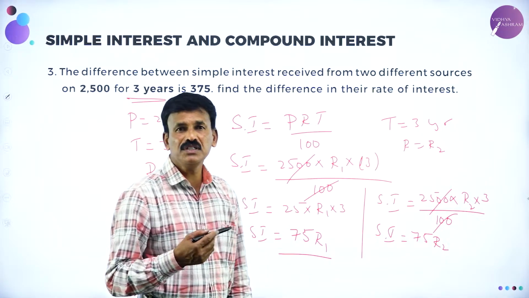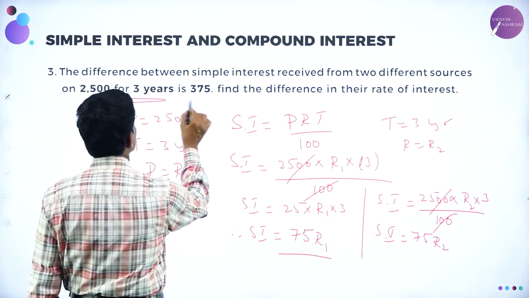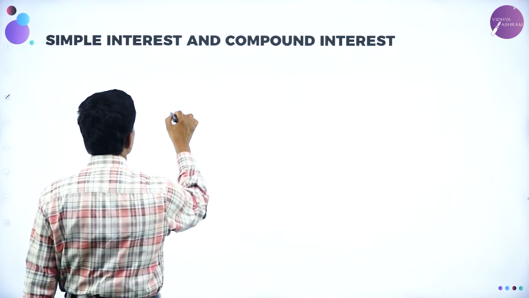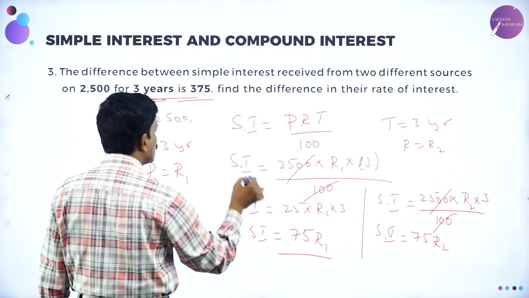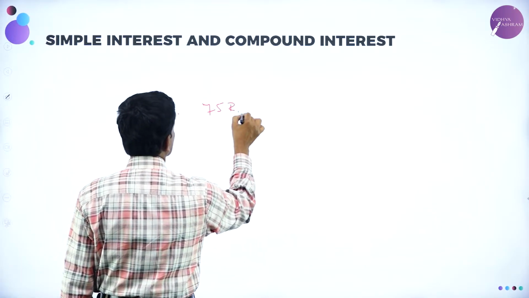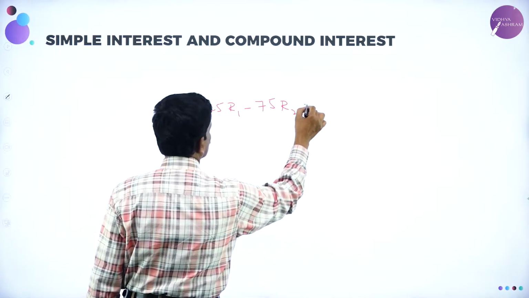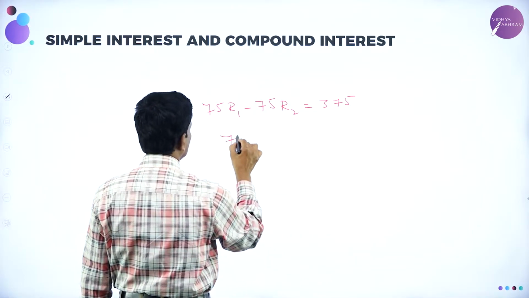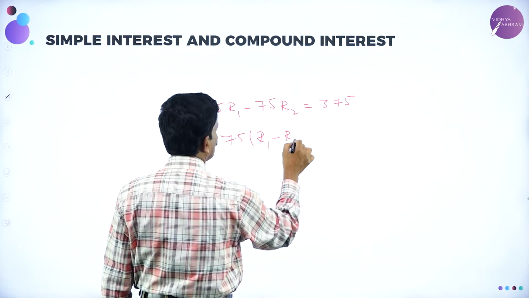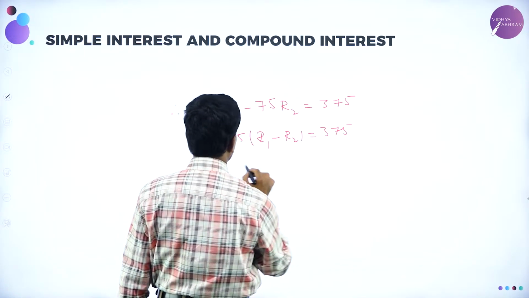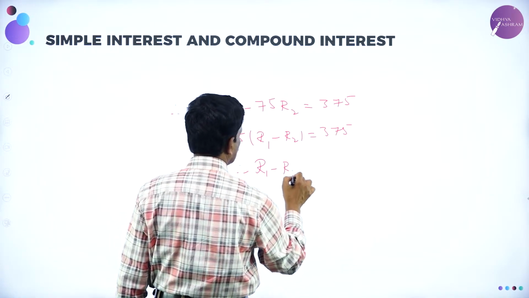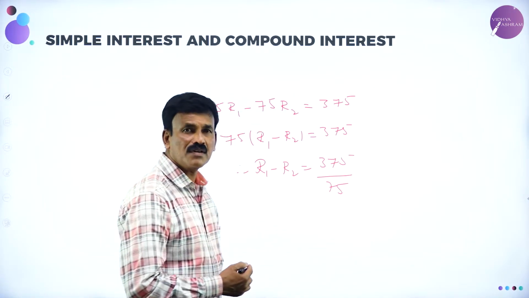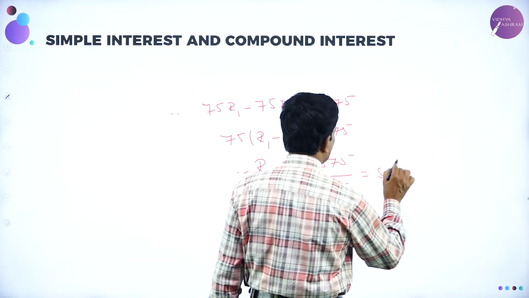Now the difference between these two is given to be 375. Therefore 75 R1 minus 75 R2 is equal to 375. Now just take 75 as a common factor, so R1 minus R2 is equal to 375 divided by 75. So 375 divided by 75 is nothing but 5.